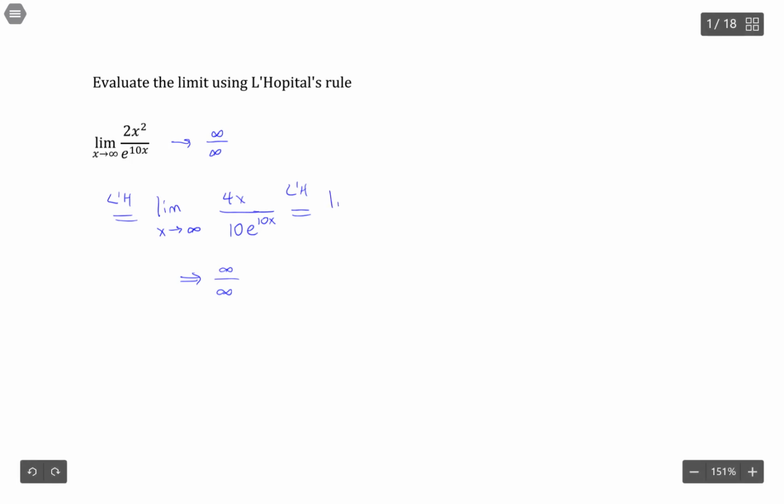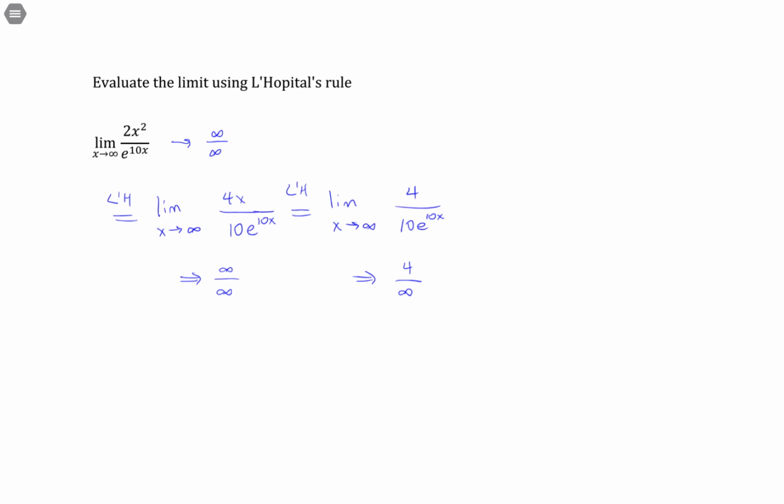So here, taking the derivatives of the numerator and denominator separately, I would now have 4 over 10e to the 10x. Now, as I let x go to infinity, the numerator is no longer changing. It's the constant value 4. But the denominator is growing without bound. So I'm kind of in this form of 4 divided by infinity, which again doesn't really make a whole lot of sense. But the idea is the denominator is growing without bound and the numerator is staying the same. What's going to happen to the value of this fraction is it's going to be pulled to 0.